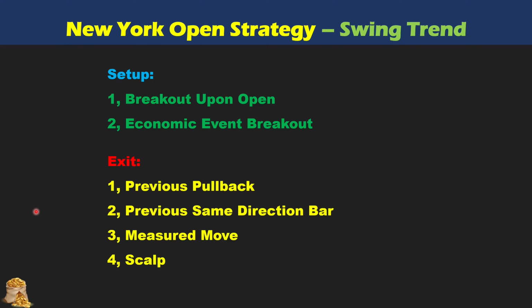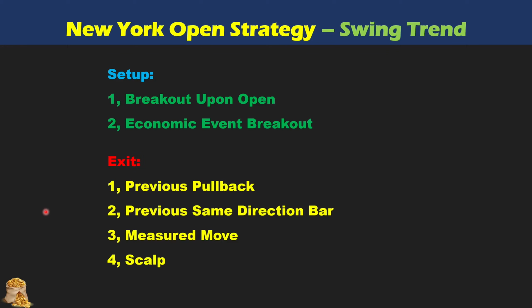Second is the previous same direction bar. The trend won't go on forever, so normally it goes to the third or fourth legs and then it could stop there. So that's why we use the same direction bar in the leg, and whenever it reverses the same direction bar, then we can get out. You can maximize your profit even better than the previous pullback.